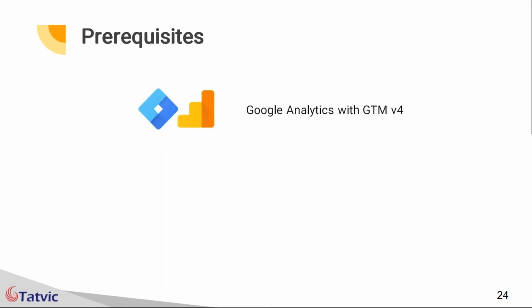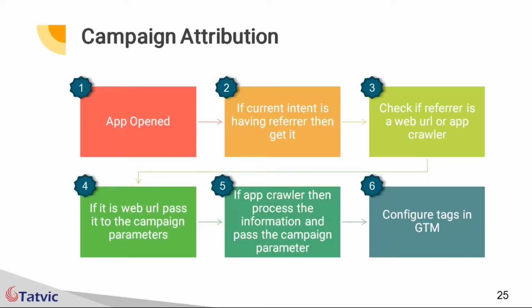In this particular use case, I'm going to cover the deep link use case, so you need to have these prerequisites: Google Analytics implemented with the GTM version 4 container. Also, a working deep link is the most important thing. There are 6 steps attached to this use case, and I have simplified it to this level.